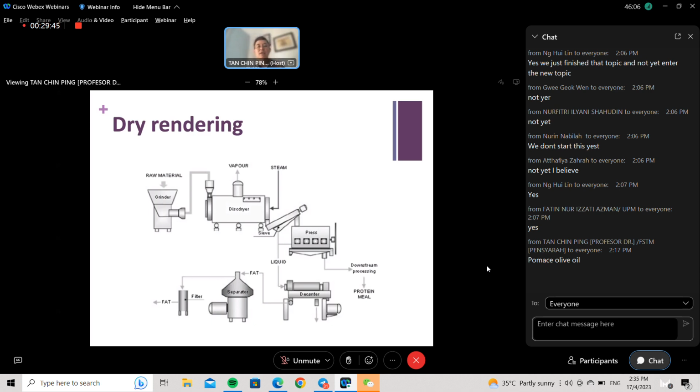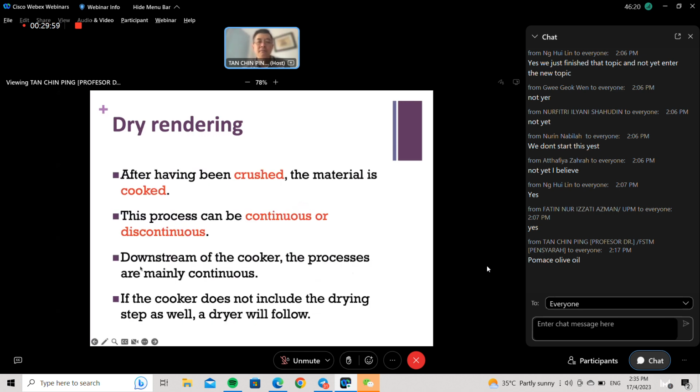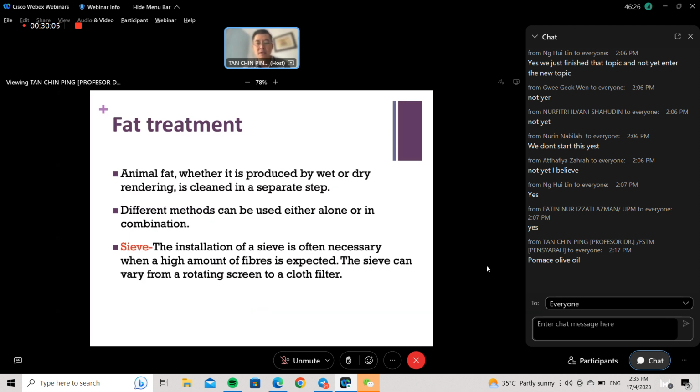Especially after cooling, the animal fat will look like a white candle, but it will have a lot of brown or dark brown spots, which is not nice to look at. All right. So the process for dry rendering is you are using this dryer to do your process.